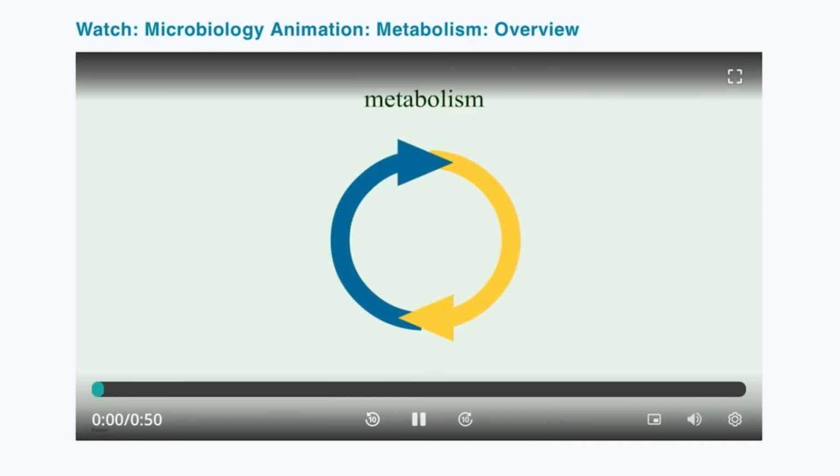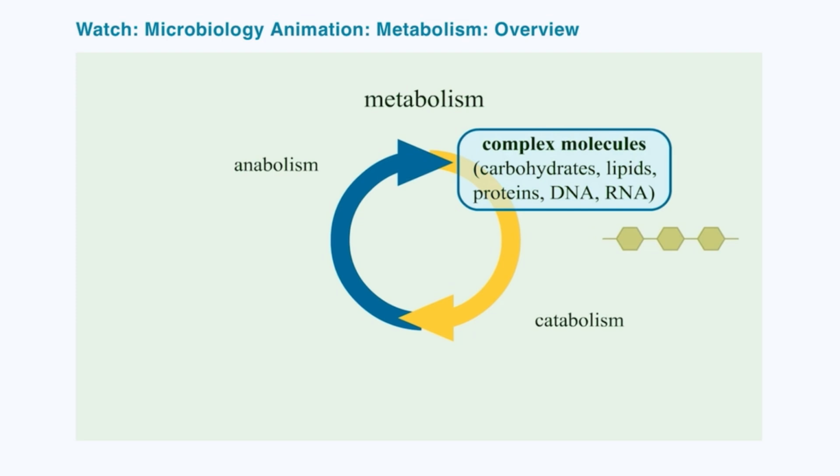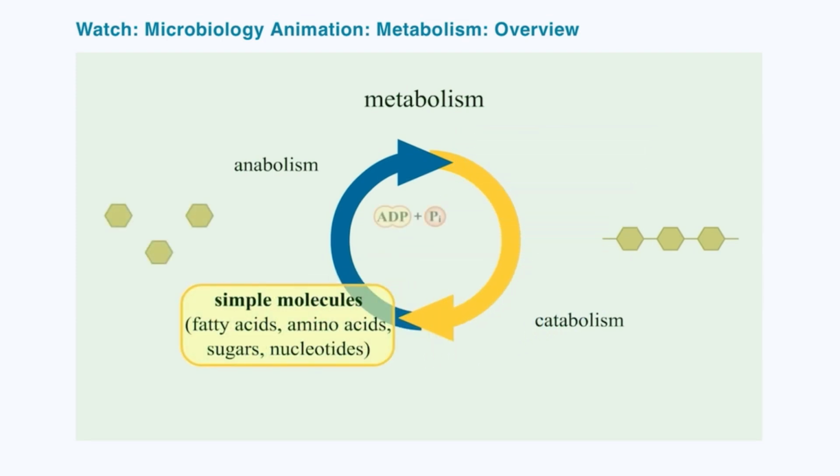As organisms live and grow, they're constantly in the process of making and breaking bonds in molecules. Metabolism is the sum of all the chemical reactions that take place in an organism. Metabolism includes catabolism and anabolism. Catabolism includes the processes that break down complex molecules into simpler molecules while harvesting their energy and storing it, usually in the form of ATP.